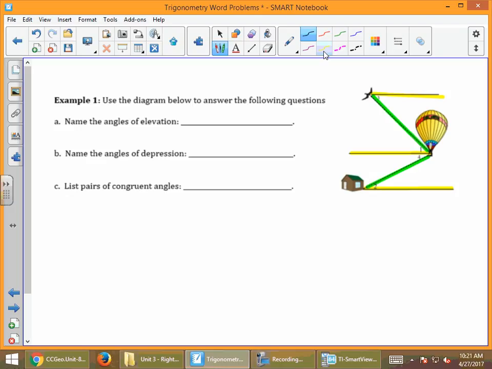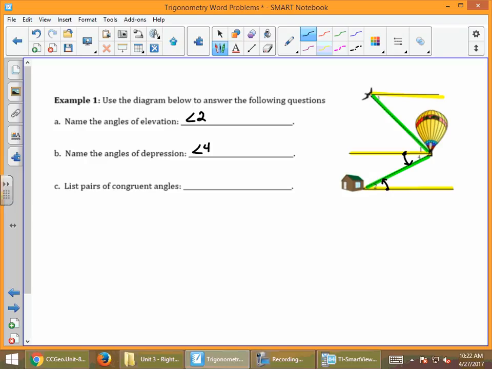To do the arrow test, you always start at the horizontal. I'm going to start right here and make an arrow connecting with that slanted line. My arrow is pointing up, so that means it's an angle of elevation. Go to the next one. Here's our next horizontal. It doesn't matter which direction you go. I'll test angle 4 first. Going from my horizontal to my slanted, well, that arrow is pointing down, so it's an angle of depression.